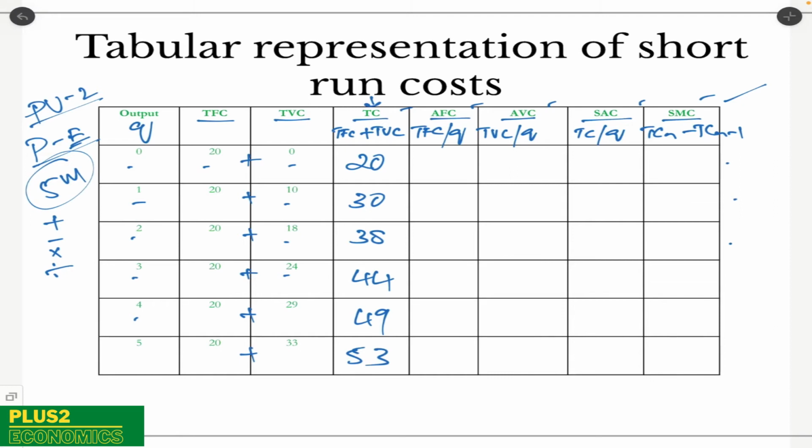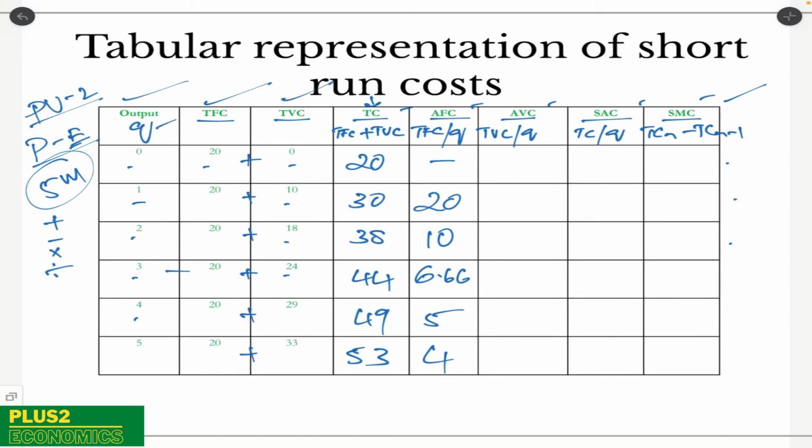It is the AFC column. The formula is TFC divided by Q. So we have TFC here and we have Q here. So 20 by 0 doesn't apply. 20 by 1 would be equal to 20. 20 by 2 is equal to 10. 20 by 3 will be equal to 6.66. A simple calculation which you can do in your mind, or you can use a simple calculator. 20 by 4 is equal to 5. 20 by 5 is equal to 4. Simple. We have covered one more column.